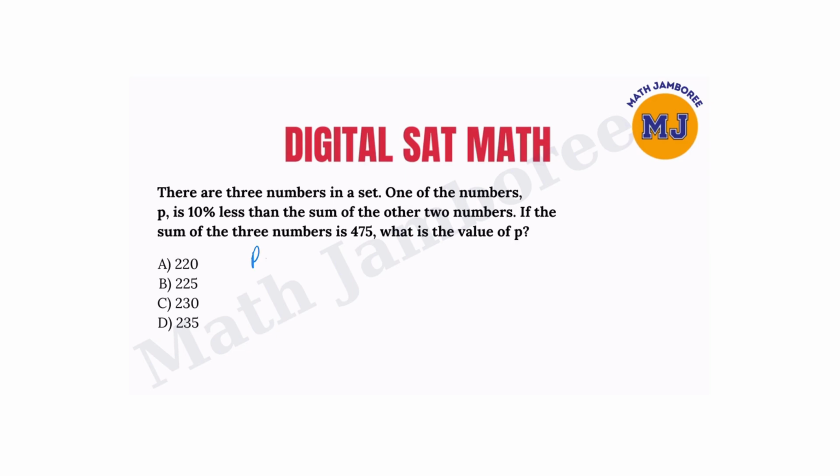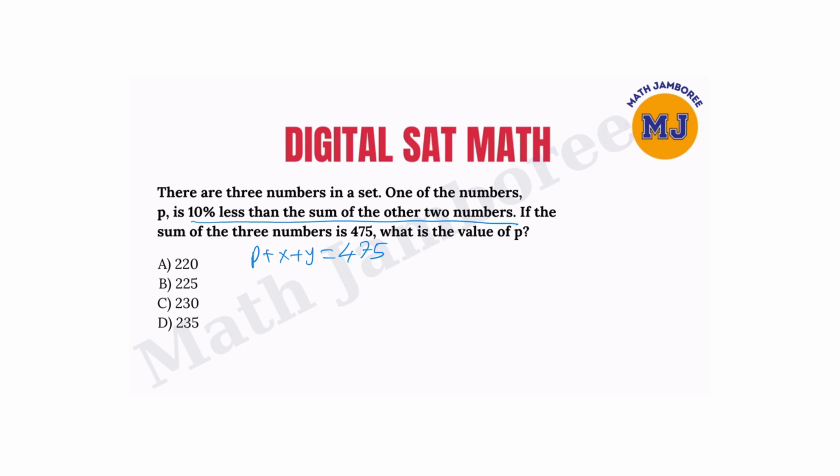So we're talking about three numbers and they are all unknown, so we'll use variables for them. P is the first one. The other ones, let's call them x and y. When you add them, you're supposed to get 475. That's what they're saying. And the second part of the problem, this part is important: P is 10% less than the sum of the other two numbers.